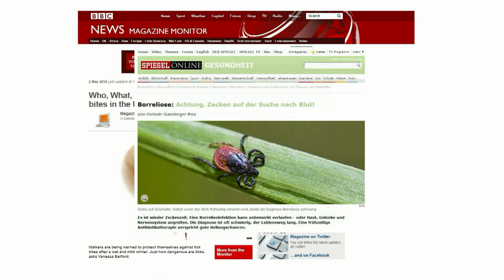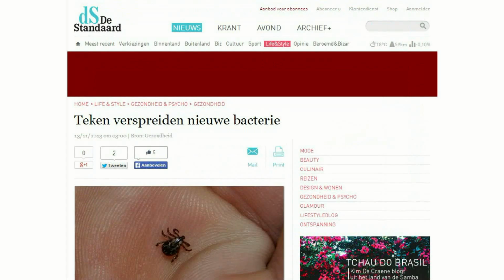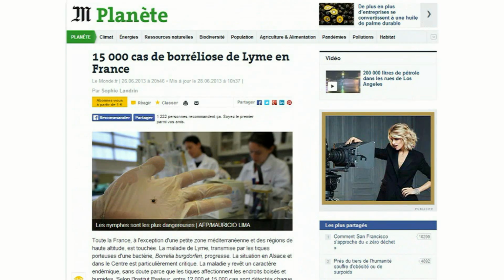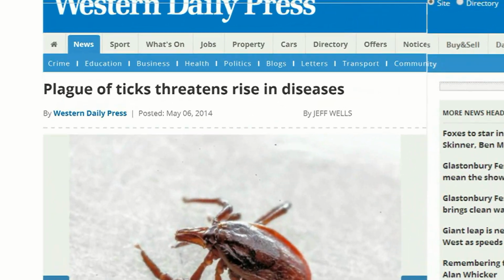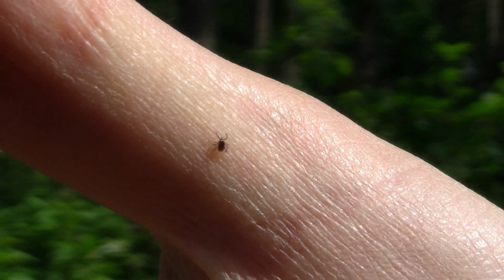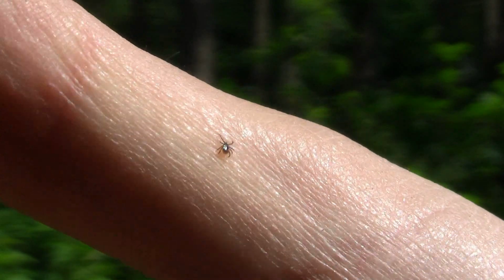Public health organizations all over Europe are sounding the alarm. Infectious diseases due to tick bites have increased dramatically over the last years. One of the most threatening tick-borne diseases is Lyme disease, caused by the Borrelia bacterium. Annually, 25,000 to 30,000 people in the Netherlands get infected with Lyme disease.